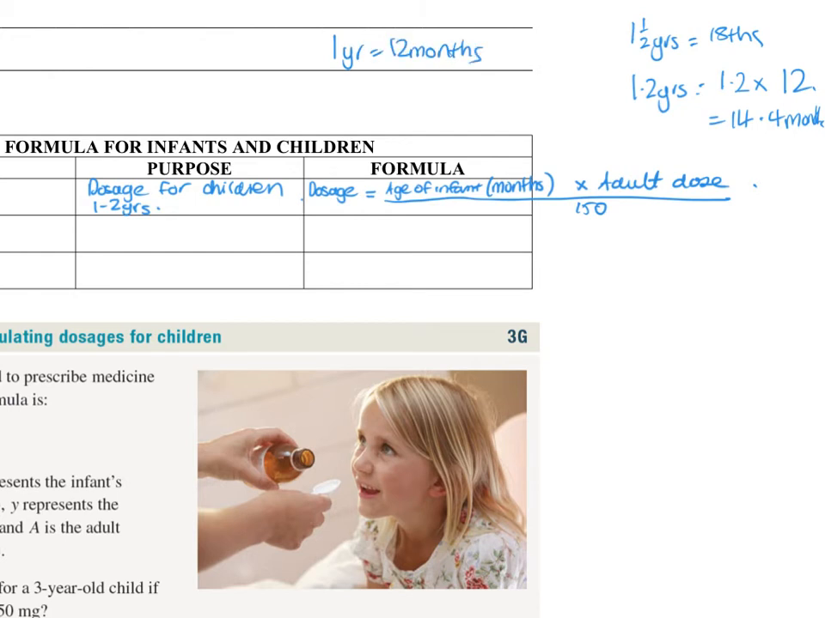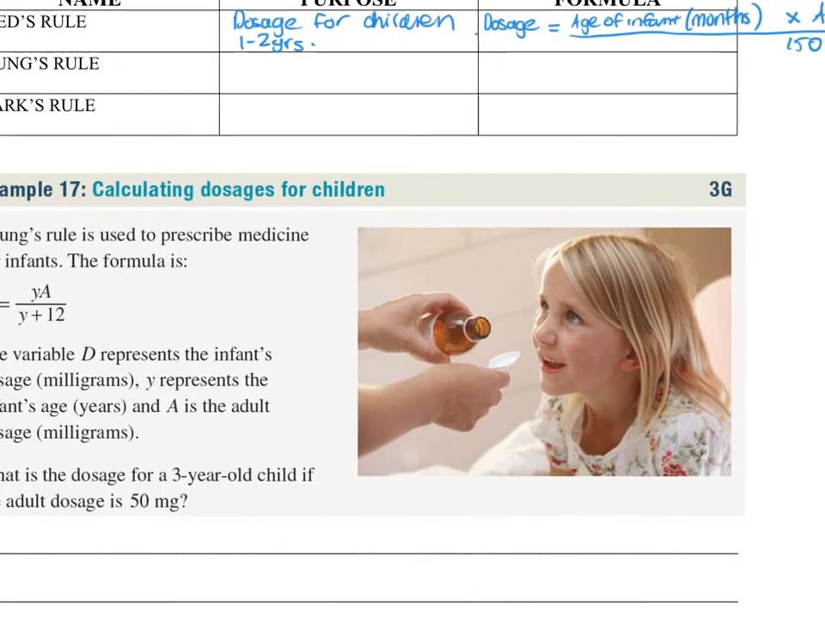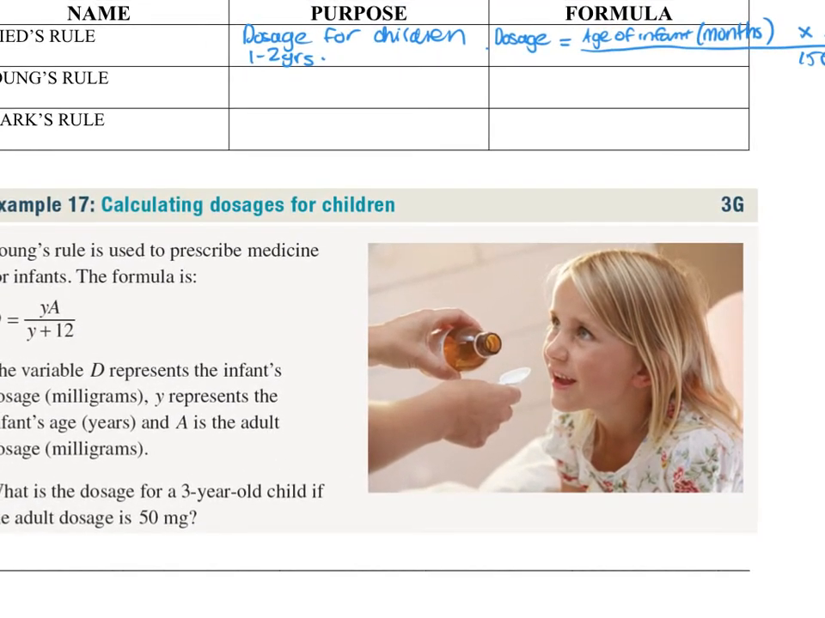All right, we're going to apply these formulas in a moment, but I just wanted to go over what the formulas are. Let's have a look now at Young's rule. With this rule, so just put dosage for children who are aged between 1 to 12 years. So how is this rule different to the one above?